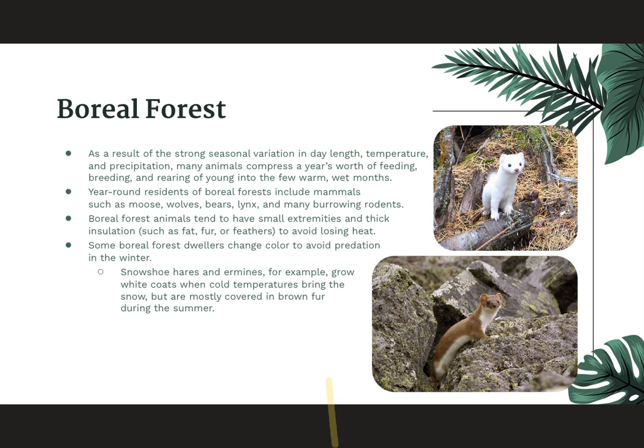Some examples of this would be snowshoe hares and ermines, which grow white coats when cold temperatures bring the snow, but are mostly covered in brown fur during the summer. So you can look over here to the right, you'll see two pictures illustrating this. Notice in the winter, it will have a white coat and it will change to a mostly brown coat when it is the summer.